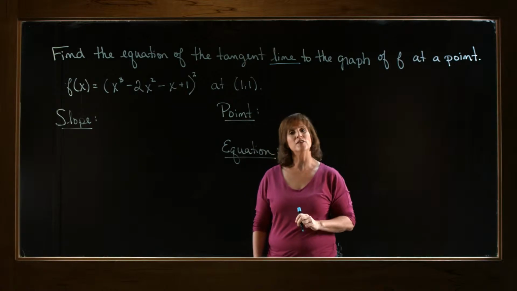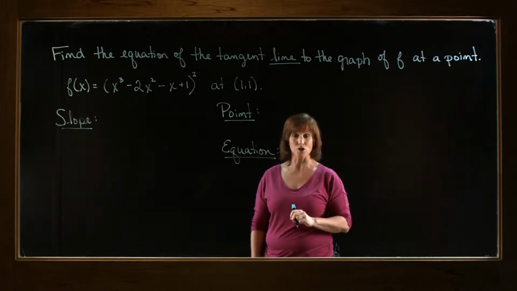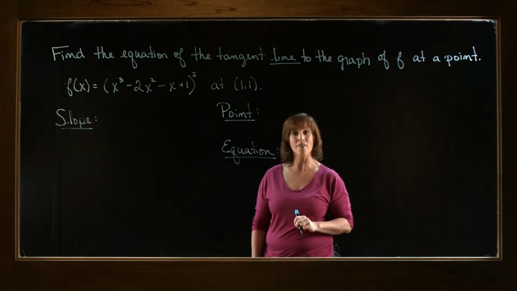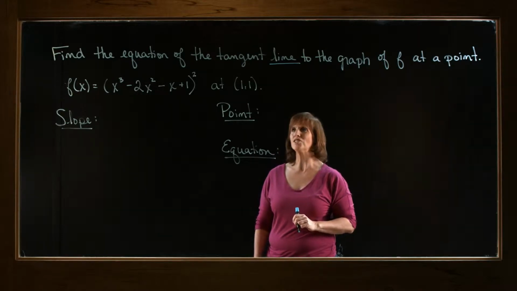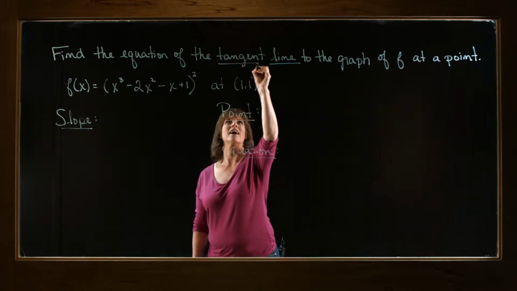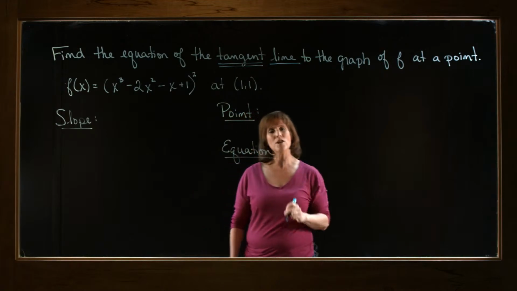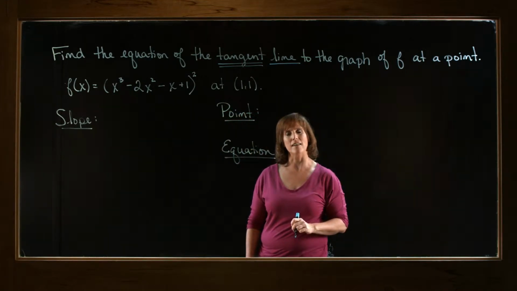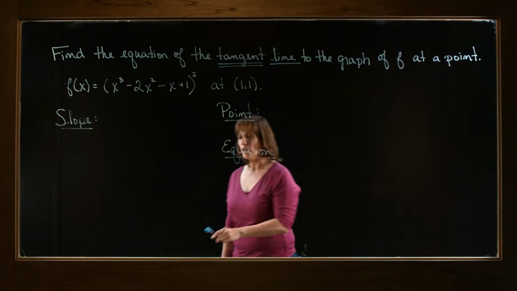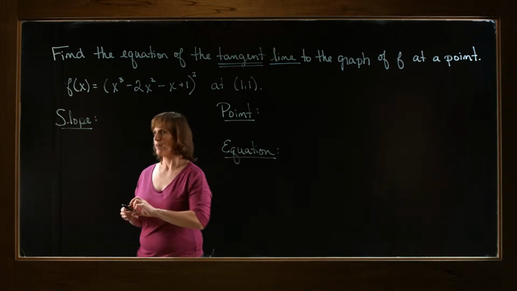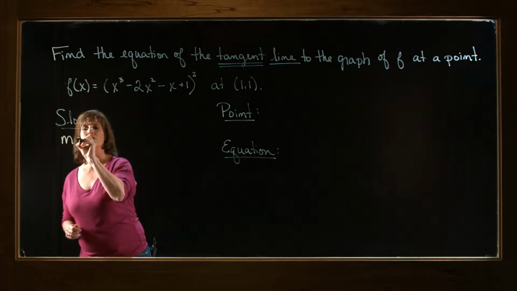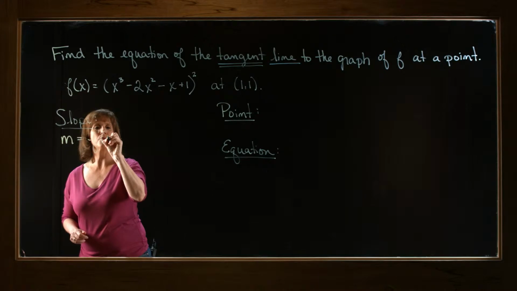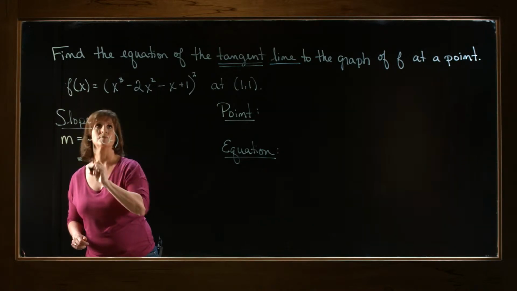To get the equation of a line, we need two things, the slope of the line and a point on that line. But this is not just any line, it's the tangent line. And we know that we can find the slope of a tangent line by taking the derivative. So that's how we're going to begin. So to find the slope, we're going to find f prime of x.